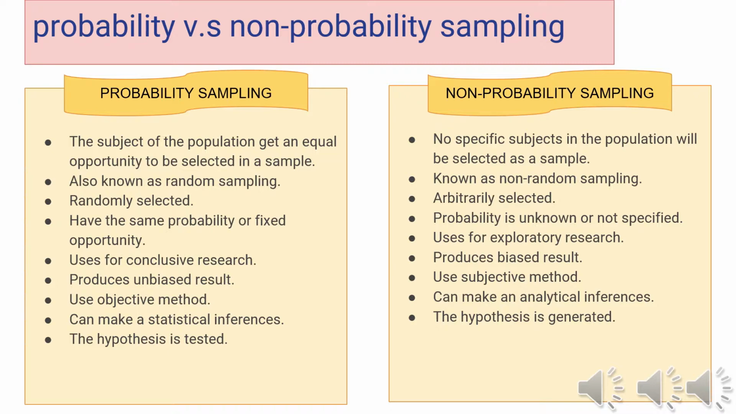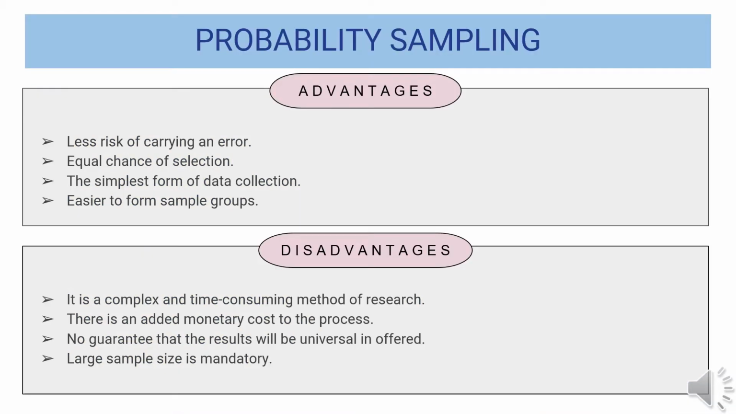It is used for exploratory research. It also produces biased results. To get non-probability sampling, we use a subjective method. It can also make an analytical inference. The hypothesis is generated. For the second part, the advantages and the disadvantages of probability sampling and non-probability sampling.